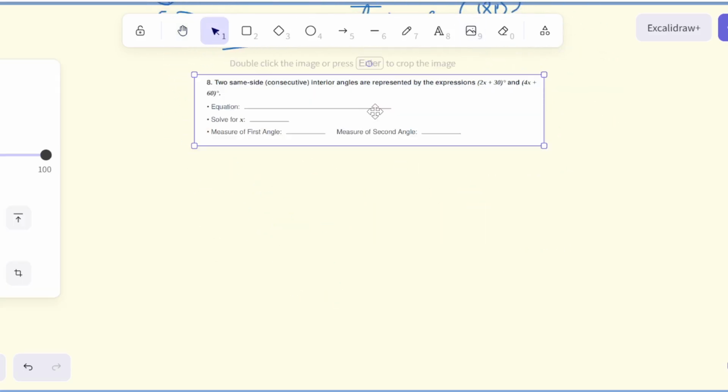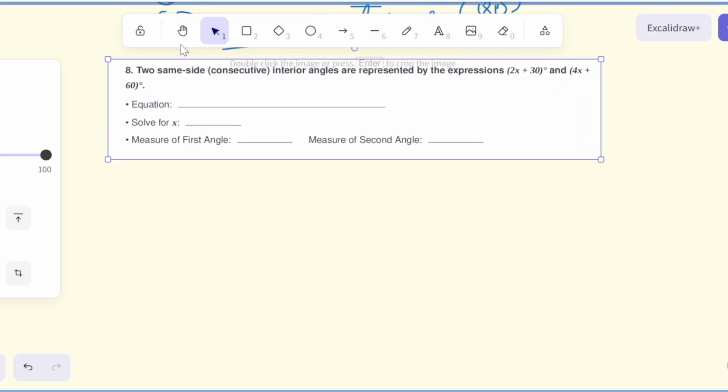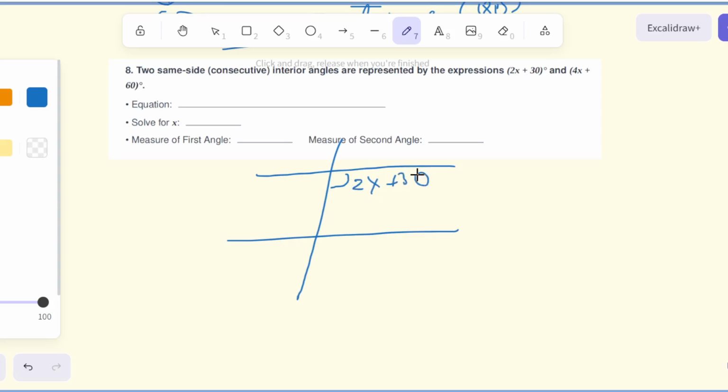So you can see the question. The two same side consecutive interior angles are represented. Same side consecutive interior angles means co-interior angles. So of these two angles, one is 2x plus 30 and the other one is 4x plus 60. They are saying two same side consecutive interior angles are represented by this.